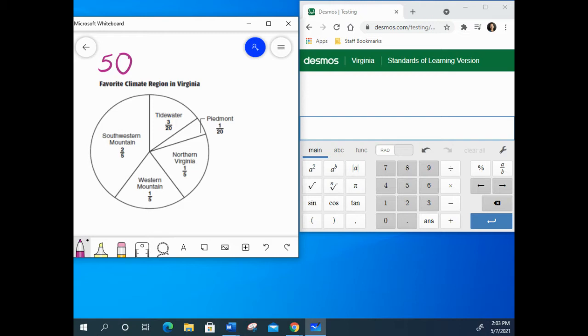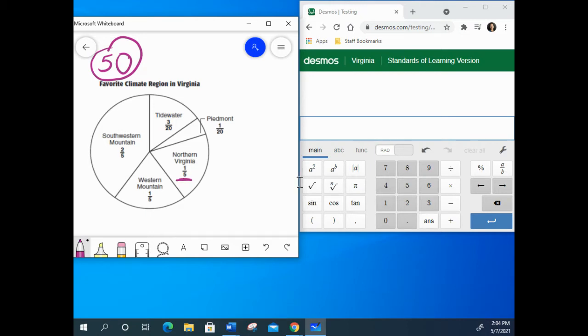So whenever we're given fractions, we just need to find what fraction of our amount surveyed, which in this case is 50. So in order to do that, we're just going to multiply. And I'm going to use Desmos to help me out. So let's say we want to figure out how many people like Northern Virginia. So we'll start with that.